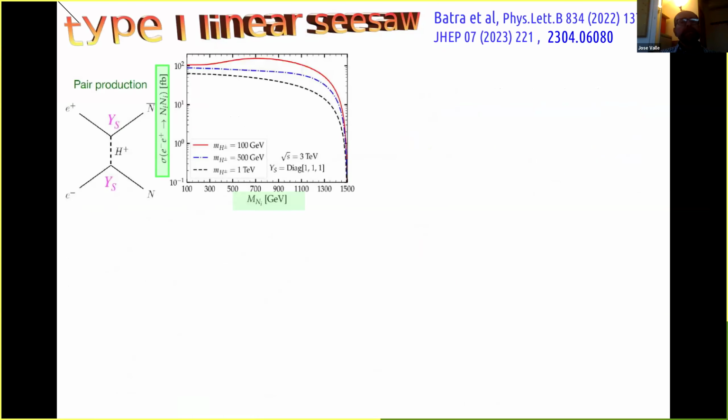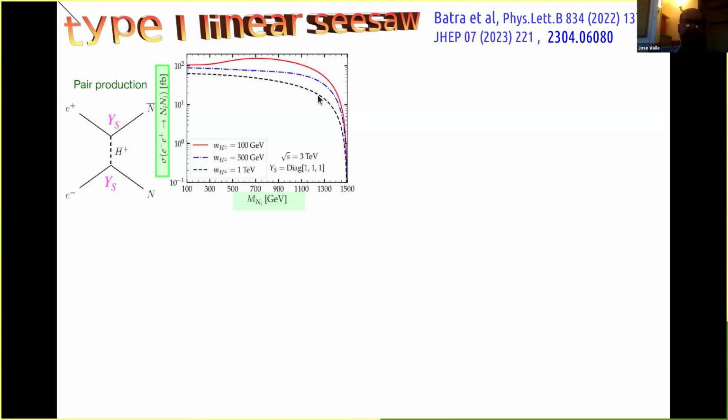Another possibility, again, low scale type 1 seesaw, the linear seesaw, you don't need to go through a Z prime. Z prime means you have to extend the gauge symmetry. You can just go to the linear seesaw mechanism. There you find the leptophilic Higgs. So the associated Yukawa coupling YS allows you to pair produce this quasi-Dirac neutrino. So it is the N N-bar production.